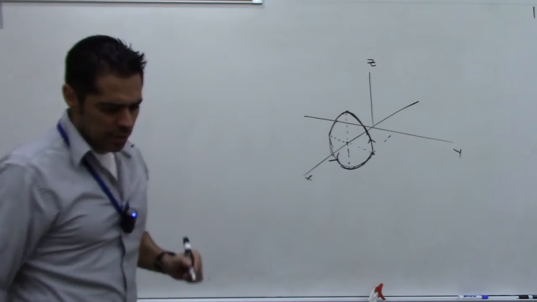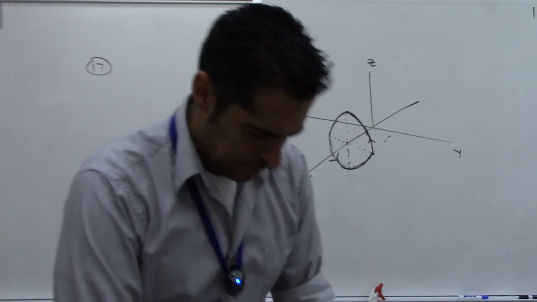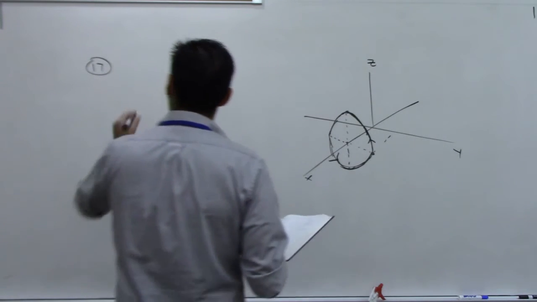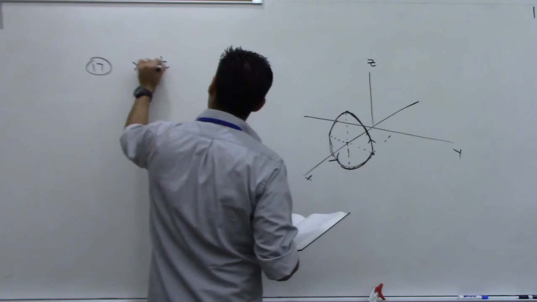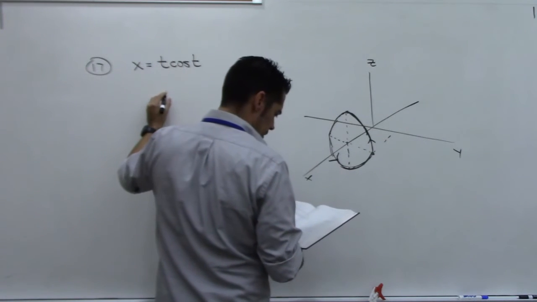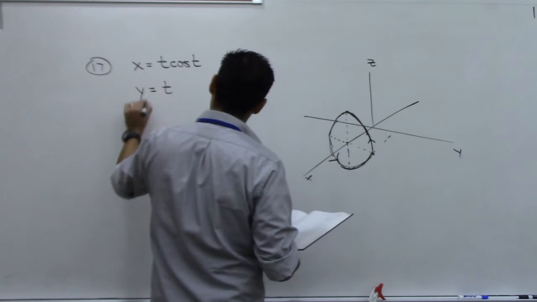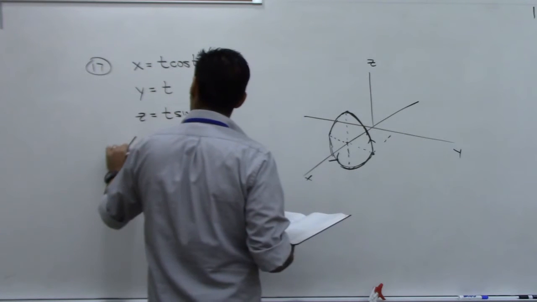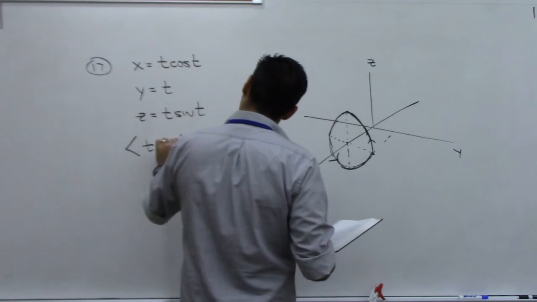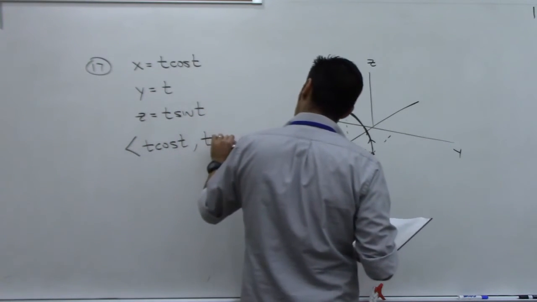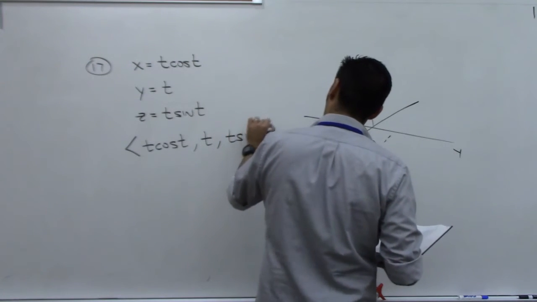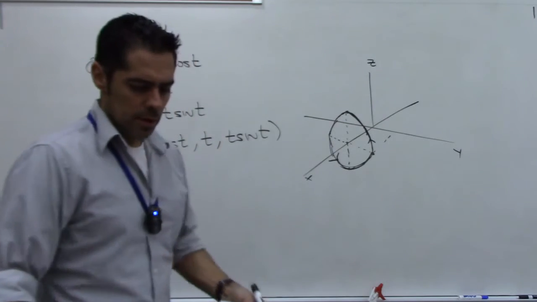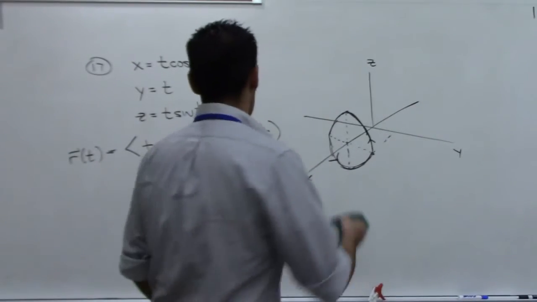So let me try and match up the picture. What is x equals t cosine t, y equals t, z equals t sine t? This is also this. There we go. So what's happening here when we draw this?